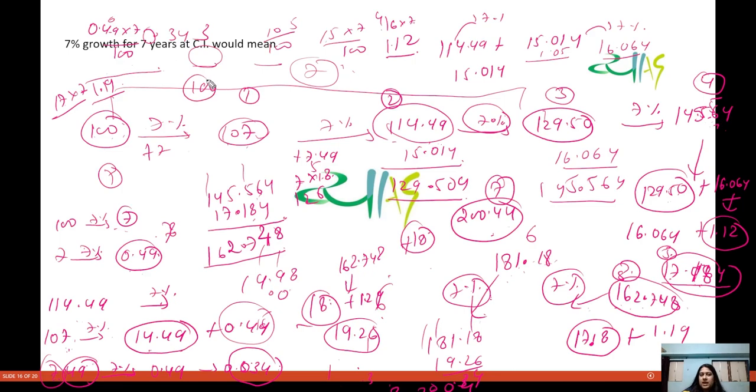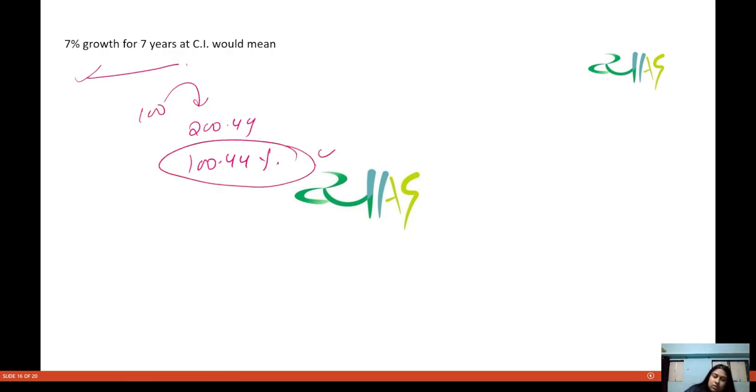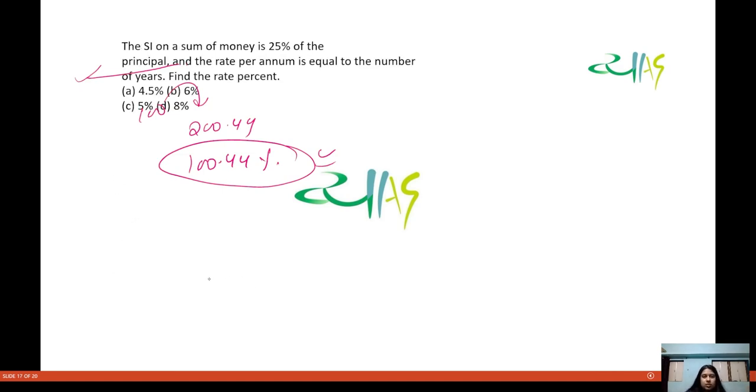Now we started from 100, we got 200.44. So see, basically it is asking after 7 years what is the growth rate at 7% per annum. So that means 100 became 200.44. That means the growth is 100.44%. So I hope this comes for lesser terms, but I think you understand what the methodology is. Okay, fine. So I think this is up for this class. We'll do it in the next class.